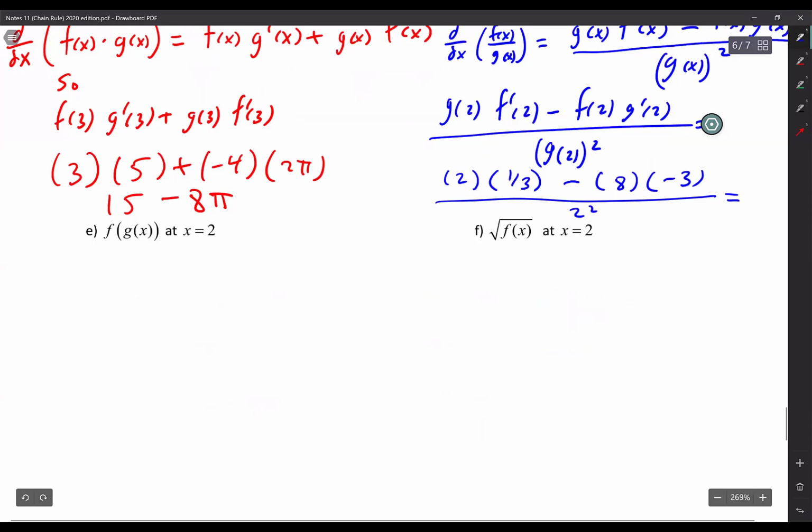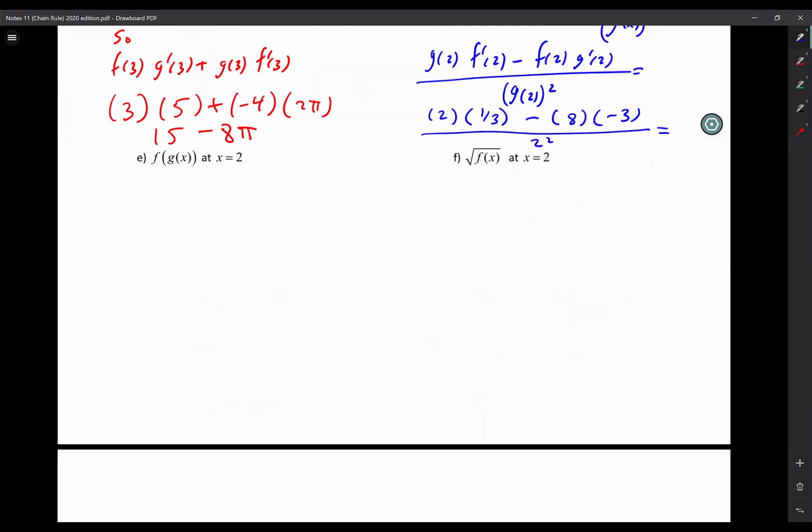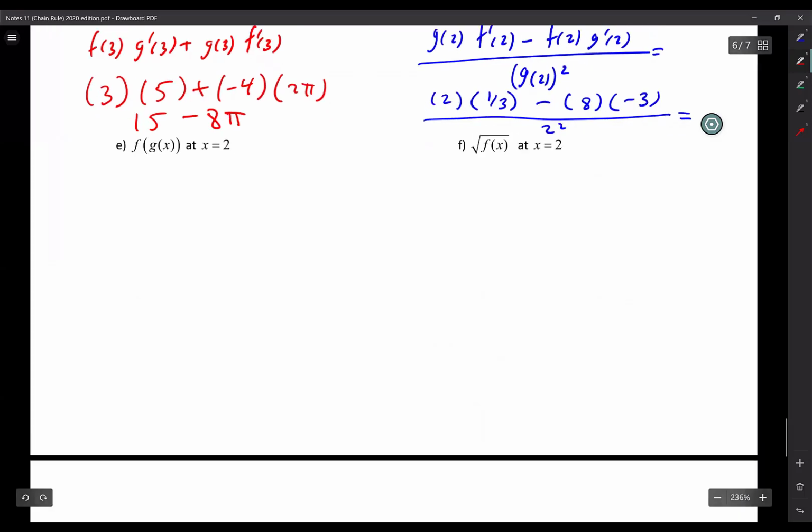Because I just can't fit it. I probably could if I really tried. Is it okay if I leave it like that? Okay. All right, letter E.